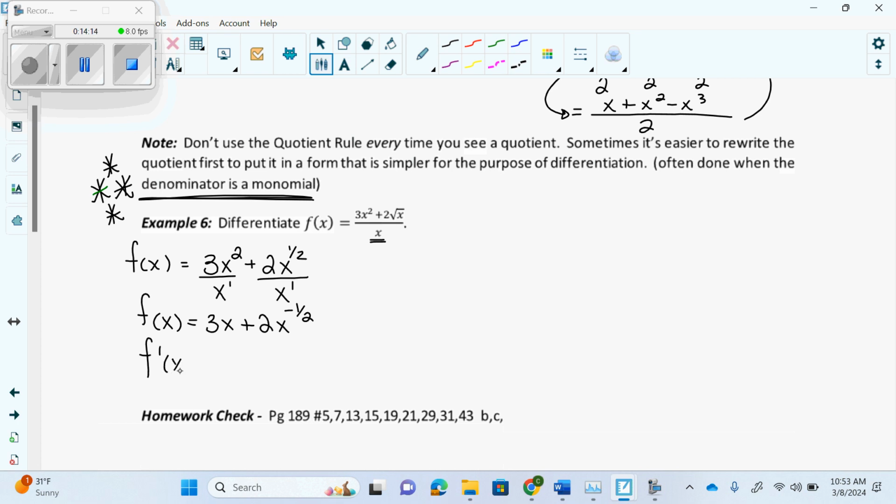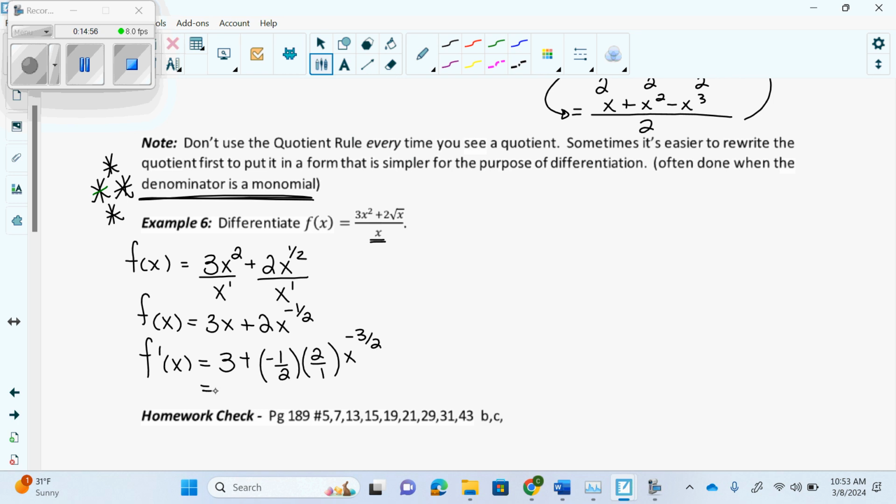So here's my power rule. F prime of x equals, what's the derivative of 3x? 3. And then what's the derivative of 2x to the negative a half? Negative a half drops in front, multiplies by 2. What's negative a half times 2? I won't skip it. I'll just write it out. 2 over 1. X to the what? What's that? Negative a half minus another 1. Negative 3 over 2. If you want to think about it in decimals, you can and then convert. What's negative 0.5 minus 1? Negative 1.5, which is negative 3 over 2. Yes?